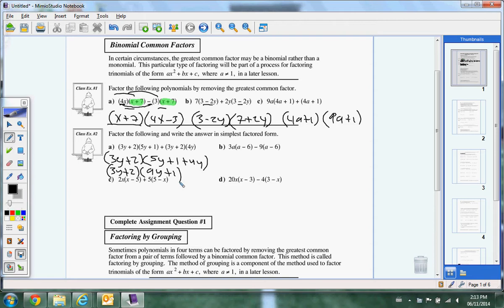Let's talk about that one more time. If I pull these out, what's left is a 1, which isn't anything, right? And now what's left is 5y plus 1 plus 4y, just like I have written here. Now I can combine my like terms of 5 and 4 and make it 9y. Are there questions on that?